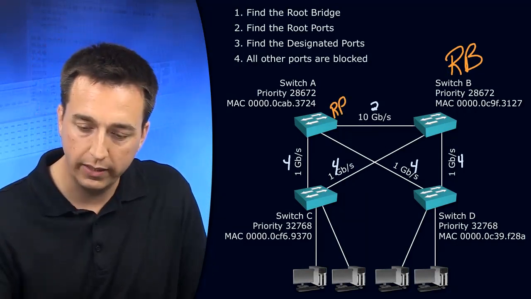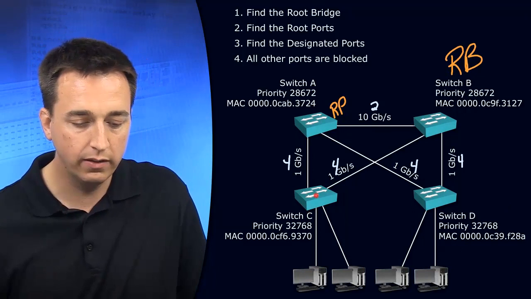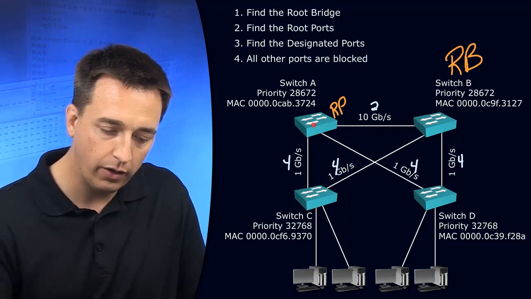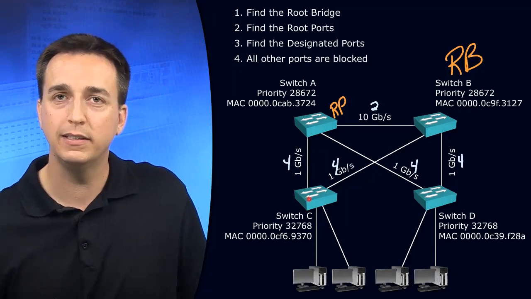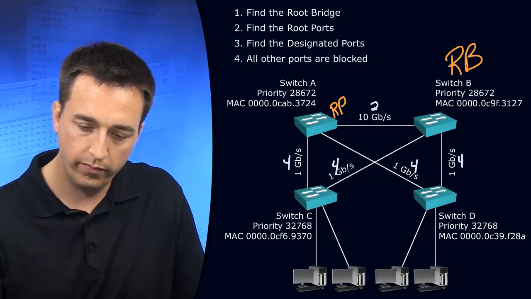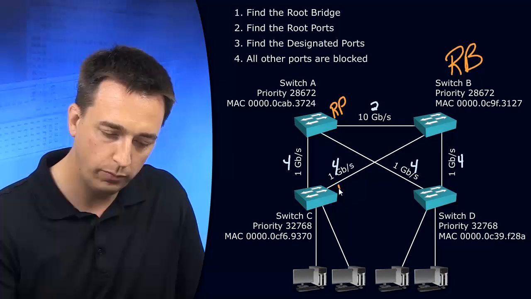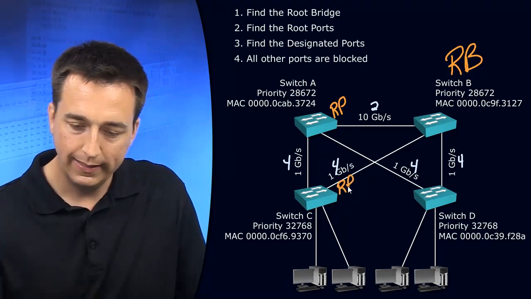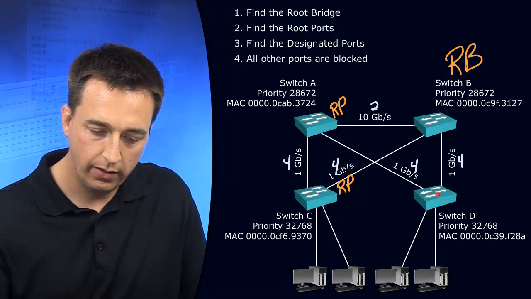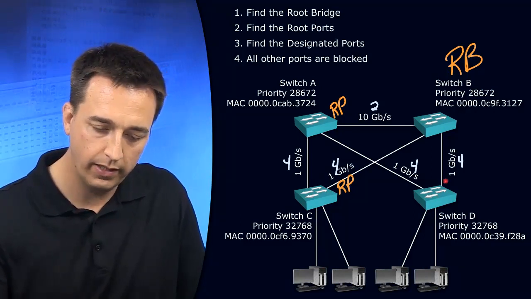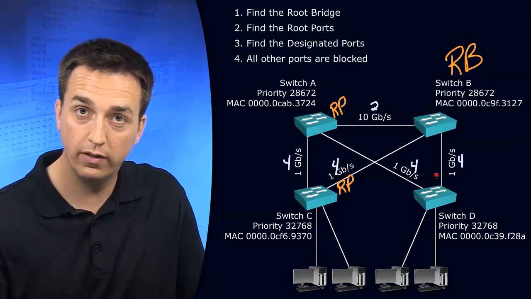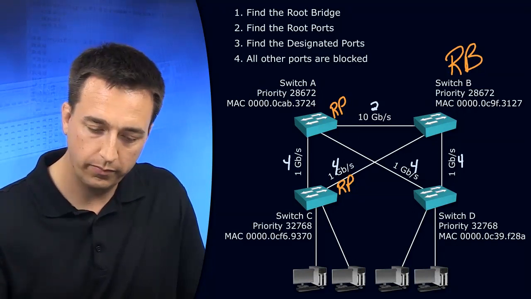Let's examine switch C. If we go up and over, 6. If we go straight across, it's 4. 4 is less than 6. So here's our root port. Same thing with switch D. This would be 6. This is just 4. So our root port is here.